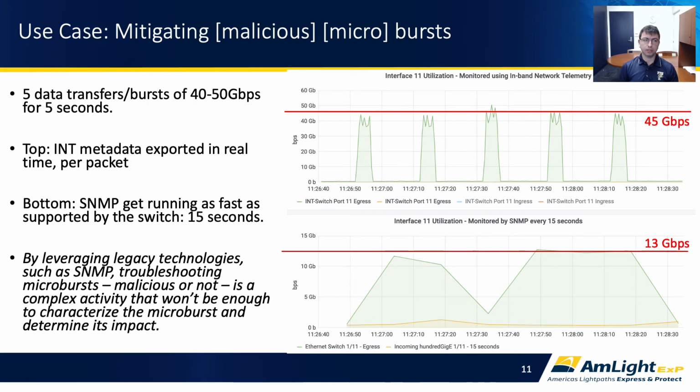So this is one use case that I want to demonstrate in this presentation: mitigating a possible malicious microburst. The idea here is to compare the kind of visibility that INT gives you when you monitor every packet with the kind of visibility that you have when you're using a sampling or polling approach like SNMP. On the top, you have INT. On the bottom, you have SNMP.